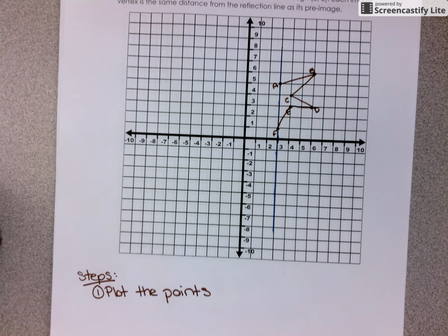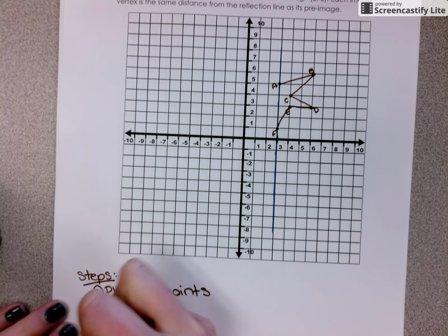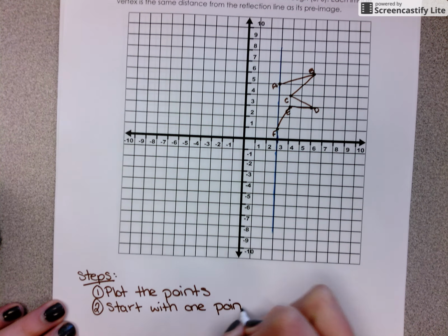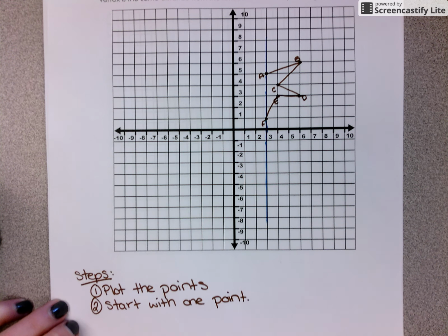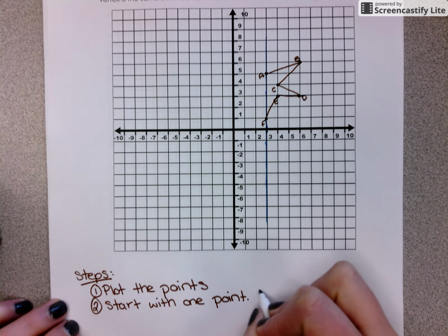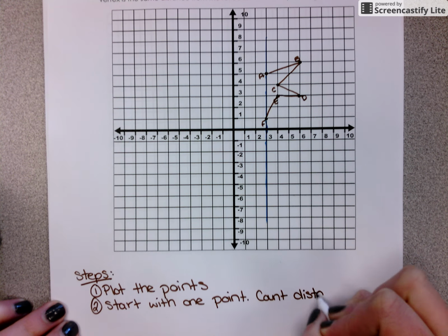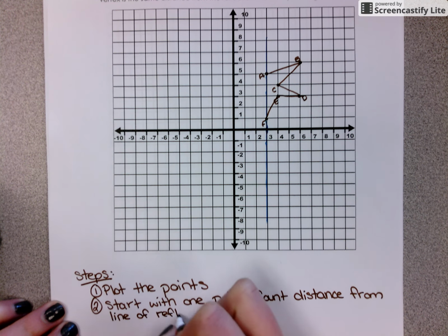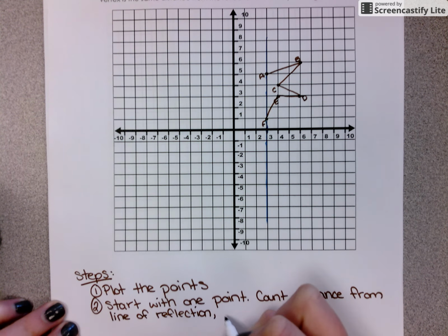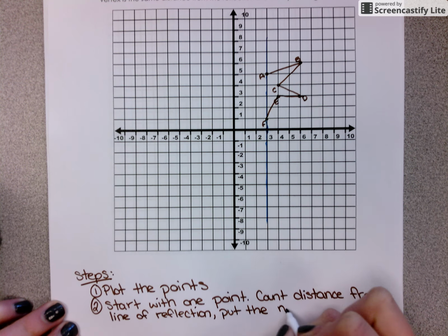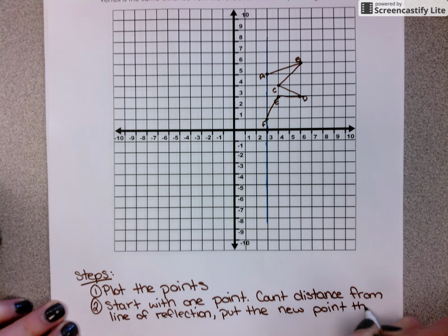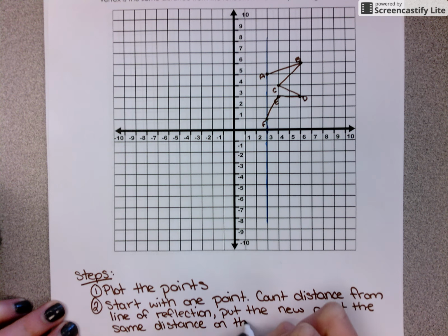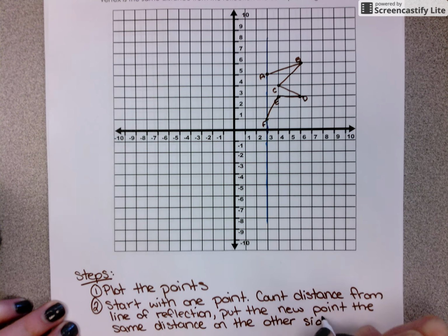So how you do this here, step 2, would be again to start with 1 point. So we're going to do this reflection point by point. What I want you to do with that point that you start at would be to count the distance from the line of reflection. And you're going to put the new point the same distance on the other side. And I'll show you what I mean by that.